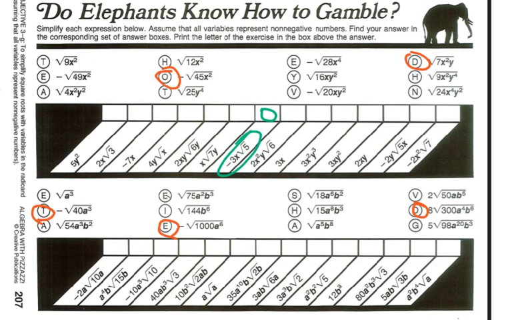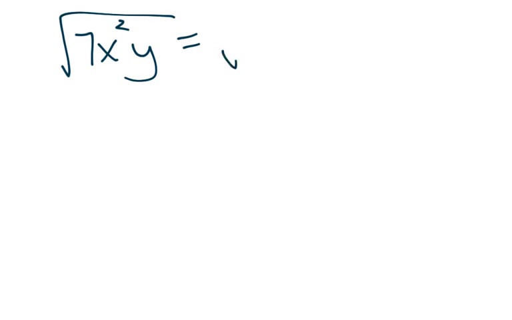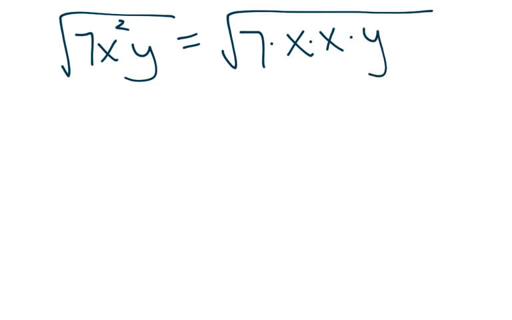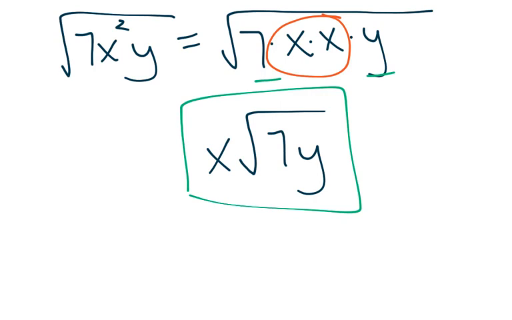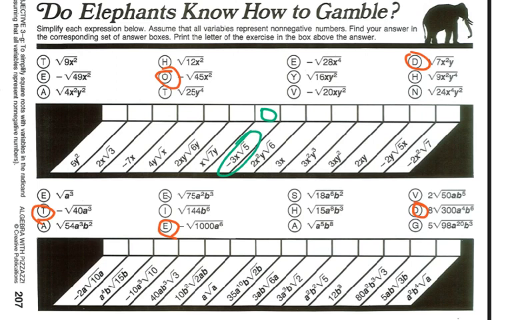Alright, let's do D. 7x squared y. And the number isn't going to break down. 7's prime, so it's got to stay 7. The only thing that's going to break down are the x's. I have a perfect match there. So the x is going to come out, but the 7 and the y have to stay in. And that is it. That's as good as it gets. X square roots of 7y. The x was the only thing that got to come out. So x square roots of 7y, it turns out it's right beside that one, and this is D.